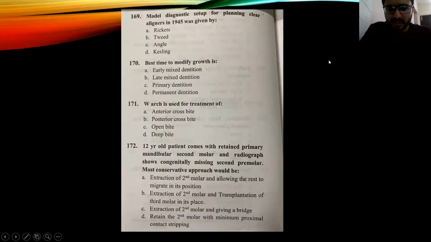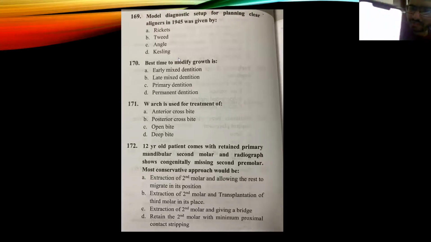Now, W arch is used for treatment of what? Quickly answer. W arch is used for what? You all know, right? This is how W arch looks. It's also called Porter's appliance, right? This is given in cases where you have posterior crossbite and you need transverse expansion. I've already talked about this before in a lot of discussions.